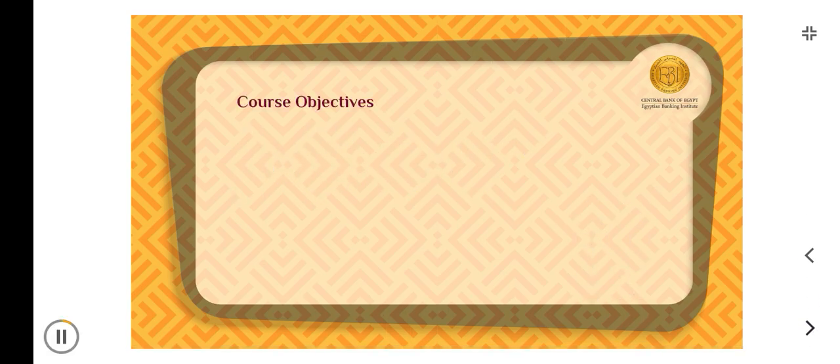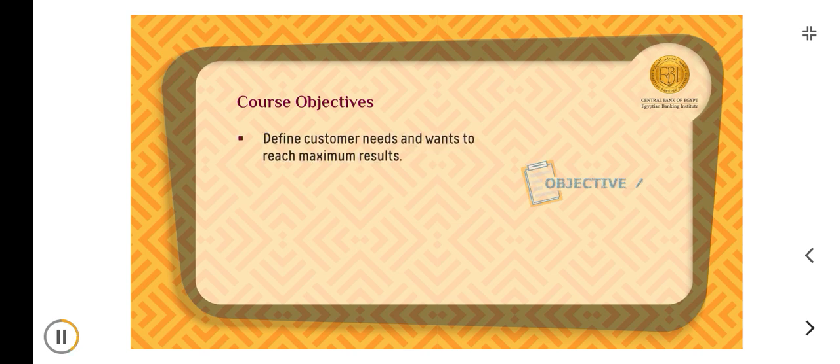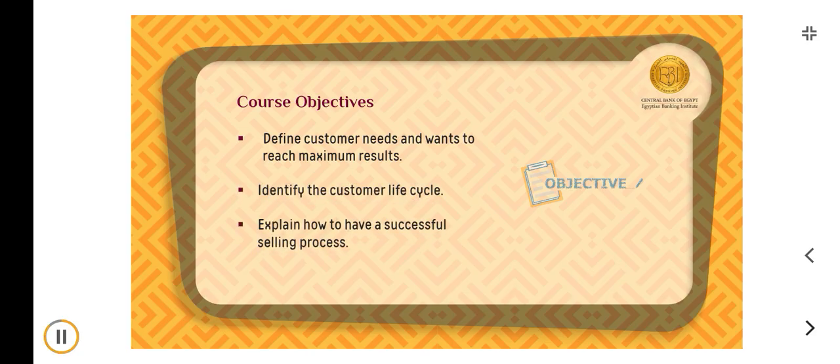By the end of this course, you will probably be able to define customer needs and wants to reach maximum results, identify the customer life cycle, explain how to have a successful selling process.